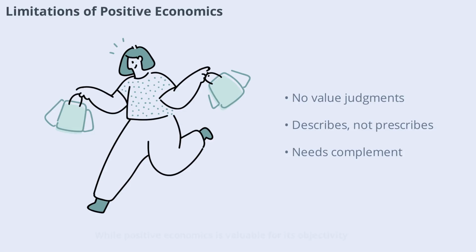While positive economics is valuable for its objectivity, it does have limitations. It can tell us what is or what might happen, but it doesn't tell us what should happen. For example, knowing that a tax increases government revenue doesn't answer whether that tax is fair or desirable. Positive economics stops short of making value judgments, leaving those questions to another branch, normative economics. Understanding this limitation helps us see why both approaches are needed in economic analysis.